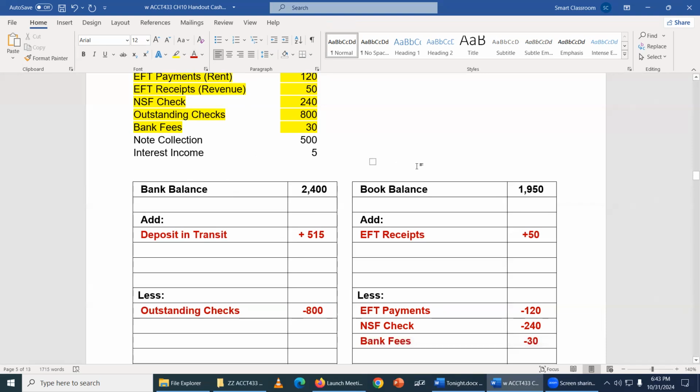Pretty much anything that comes on the bank statement is going to be part of our book corrections, if we don't know about it.